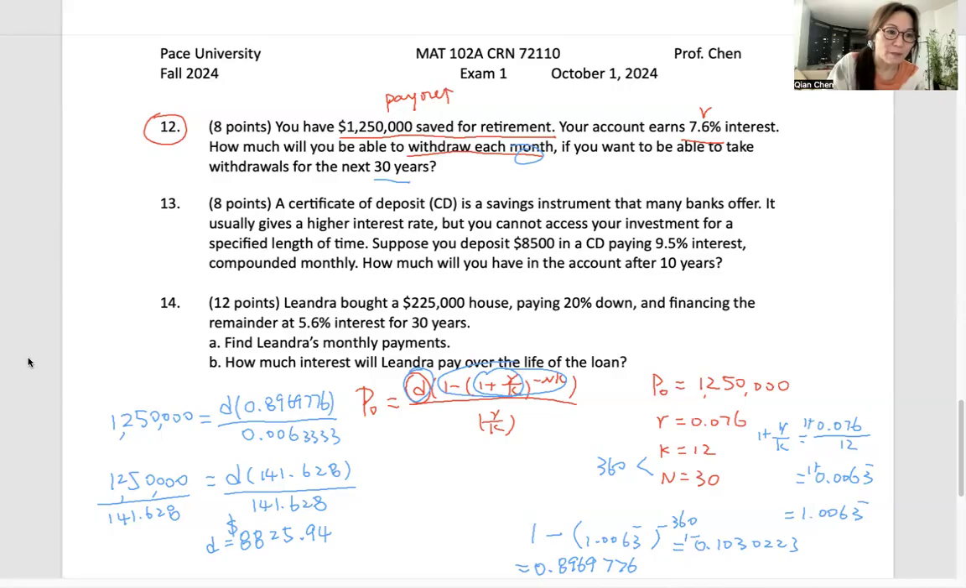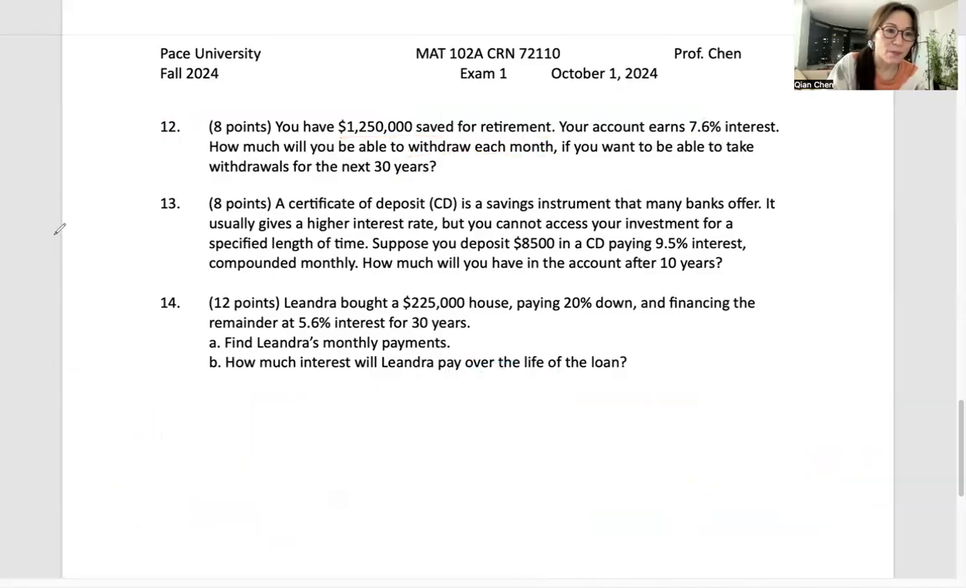Now let's see 13. So 13, keyword, certificate of deposit, right? So we know it's a saving instrument that many banks offer. It usually gives a higher interest rate, but you cannot access your investment for a specified length of time. Suppose now, keyword, you deposit $8,500 in a CD. CD is a one-time deposit, so P naught equals 8,500.